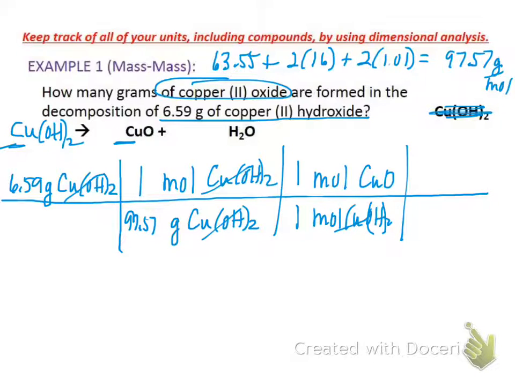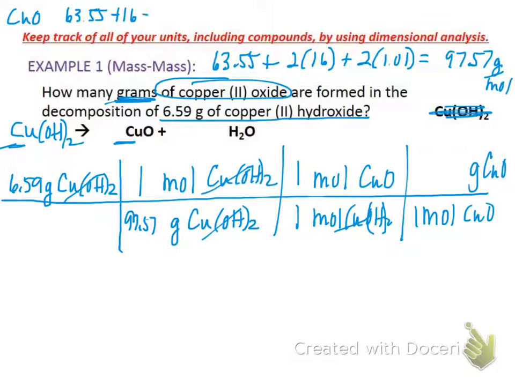But this is wanting to know how many grams, okay? So I don't know if you've already guessed what that means. That means we need the molar mass of copper oxide. So we have mole of copper oxide and grams of copper oxide. Now we need to get the molar mass of that, okay? Molar mass of copper oxide is going to be 63.55 plus 16, and that is 79.55.